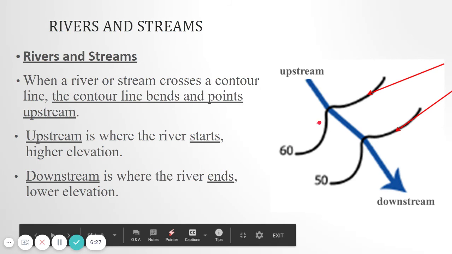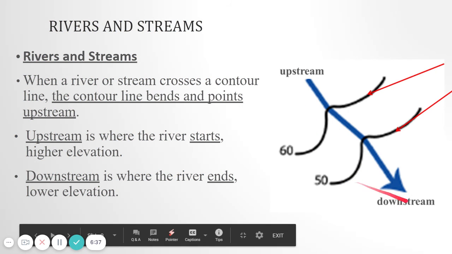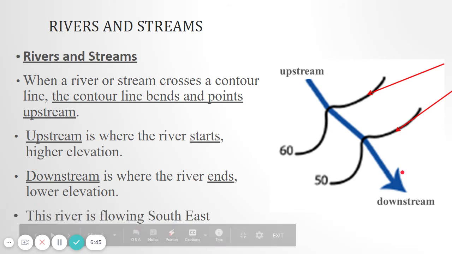So you can either look at the way that this is bending around the stream. You know, this is upstream, so this is the opposite direction. Or you can just look at where elevation is decreasing. It's getting lower this way. So the stream is definitely going in this direction, and we would like to name this direction. This direction is southeast.